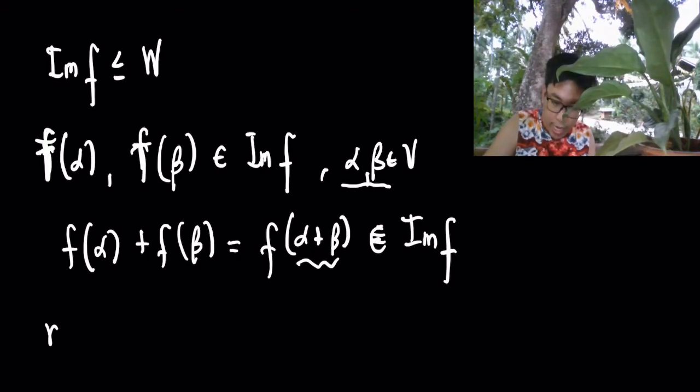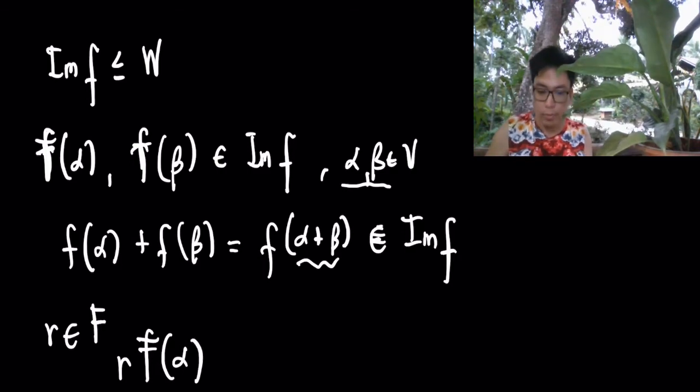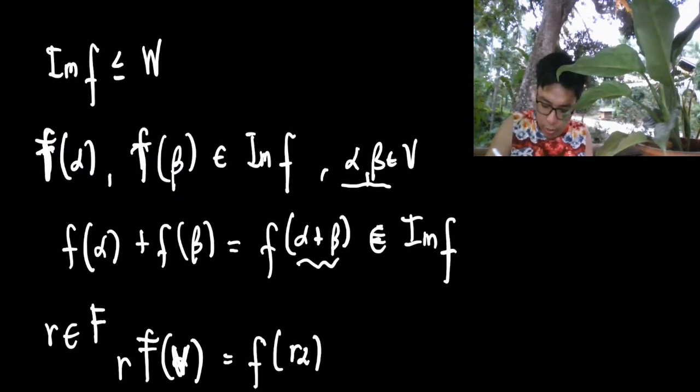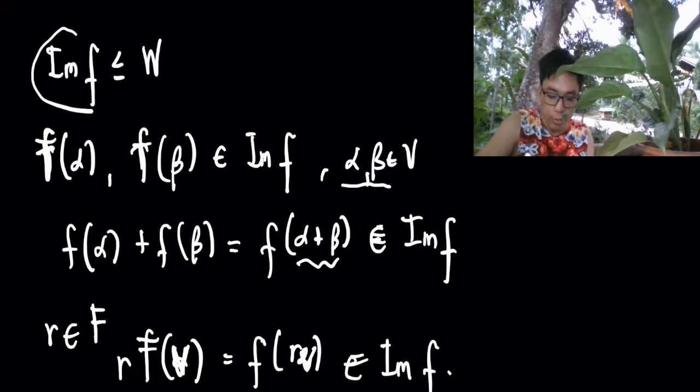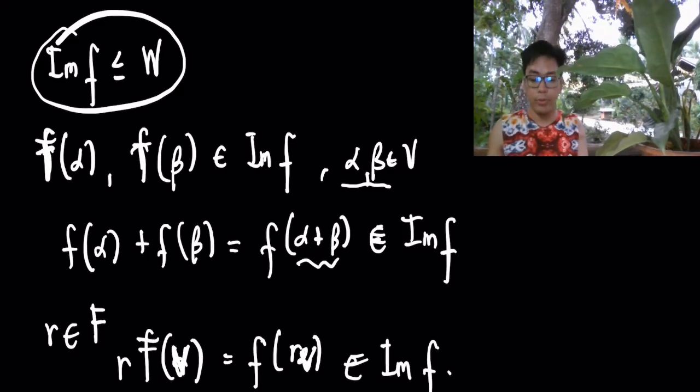Similarly, if you have a scalar here, elements of F, your field F, you would get r F of alpha. This is a linear transformation, so I would get F of r alpha. I'm sorry, it should be V here. My bad. Your V is a vector space, and so r times v is actually an element of V, which implies that this is an element of the image of F. Therefore, the image of F is a subspace of W.